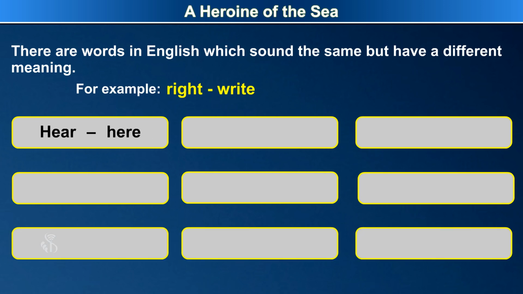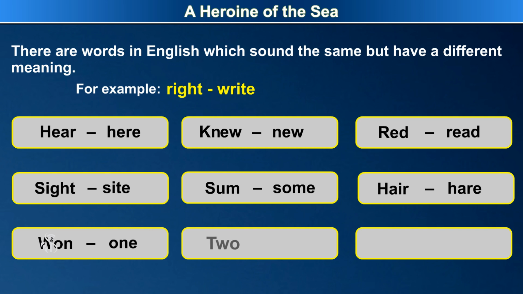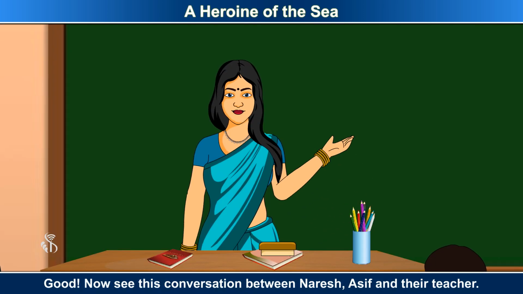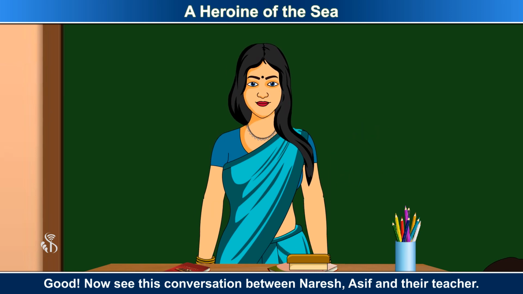Here, hear. New, knew. Red, read. Sight, site. Some, sum. Hair, hare. One, won. Two, too. Four, for. Good. Now see this conversation between Naresh, Asif and their teacher.